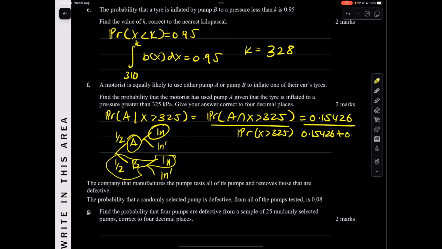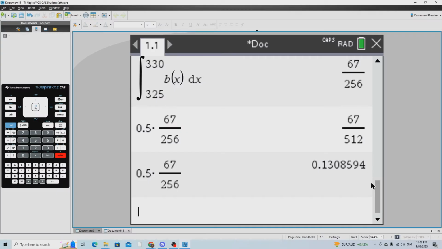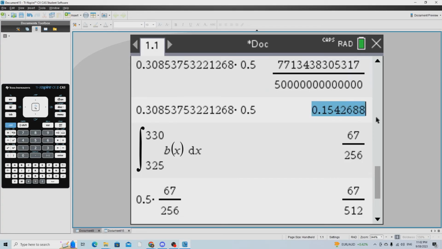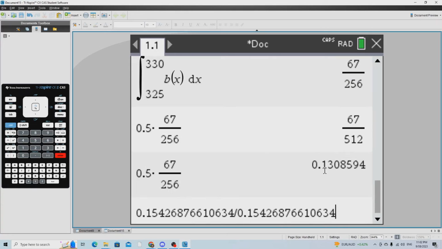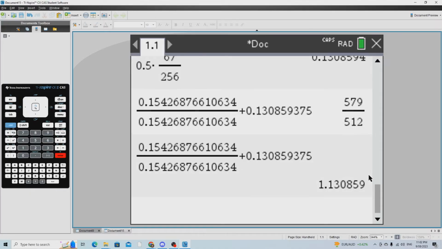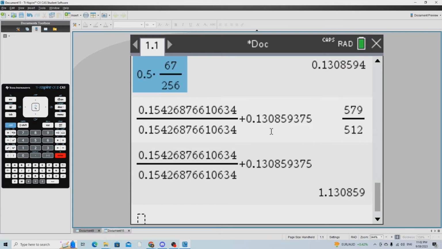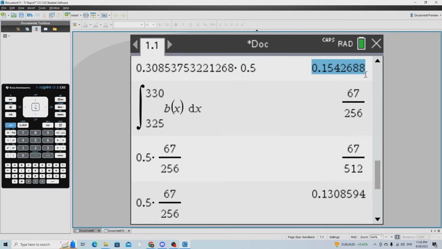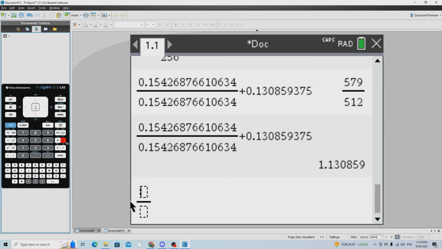0.13, and so on. So your probability of a given x being 325 is equal to this here, divided by, again, this plus this. And that gives you, what is this? Oh, okay, no, I see what I did. Let me write it nicely. So let's just put this nicely.